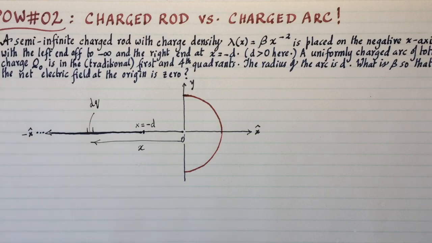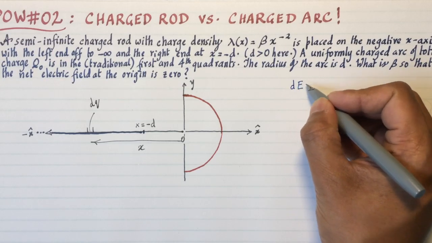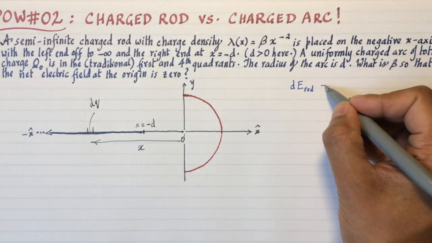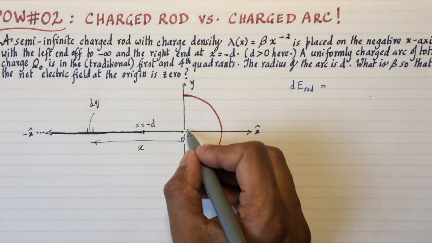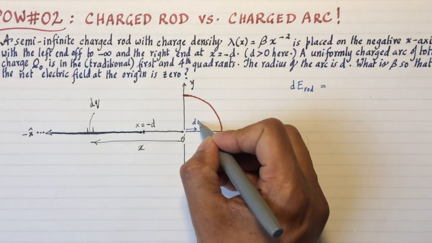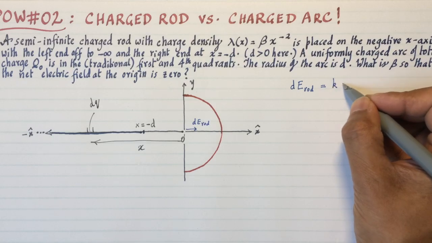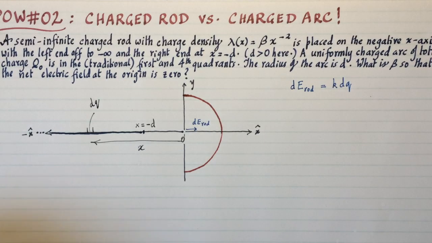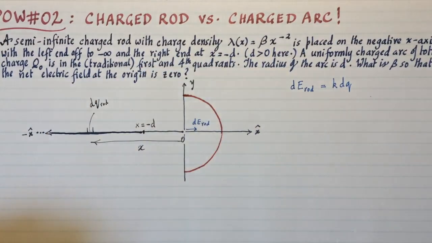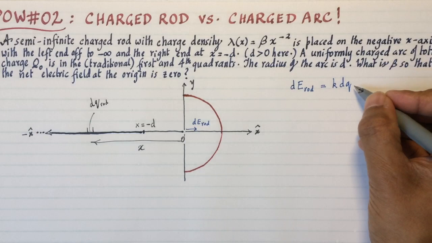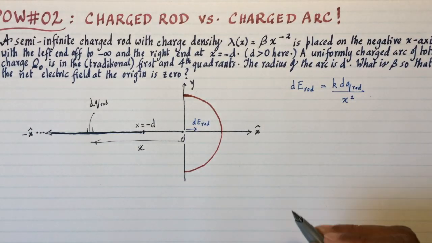Let's go with finding out the electric field of the rod, which I'll call dE rod. I'll assume that it's going to be positive and indicate that here. So that's dE rod. By Coulomb's law, that's K dq, and here again I'll indicate dq rod, divided by the distance squared. That's what Coulomb's law says.